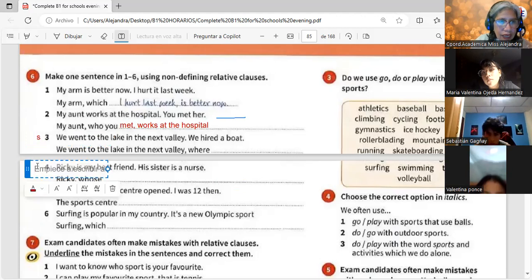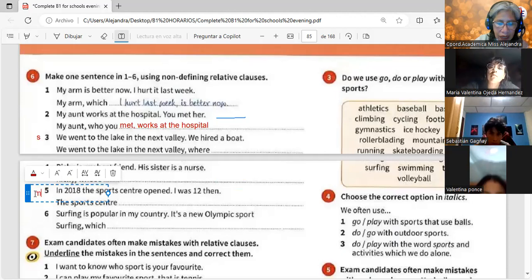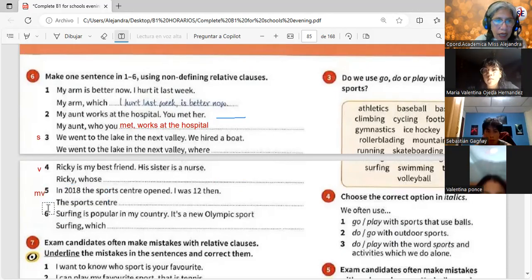Okay, so we have one for Sebastian, one for Valentina, number 4 for Valentina, number 5 for Maria Valentina. Try to combine the two sentences to make one by using the structure. We went to the lake in the next valley. We hired a boat. Ricky is my best friend. His sister is a nurse. In 2018, the sports center opened. I was there. I was 12 then. The sports center.